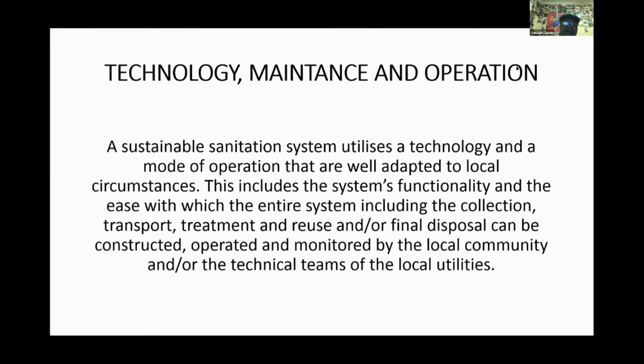Technology, maintenance, and operation. A sustainable sanitation system utilizes a technology and a mode of operation that are well adapted to local circumstances. So the local environment must tell us what technology we need, and what type of maintenance and operation must be put in place. This includes the system's functionality and the ease with which the entire system, including the collection, transport, treatment, and reuse and or final disposal, can be constructed, operated, and monitored by the local community and or the technical teams of local utilities who are properly trained.